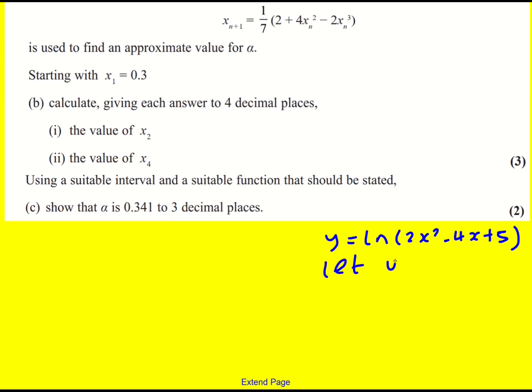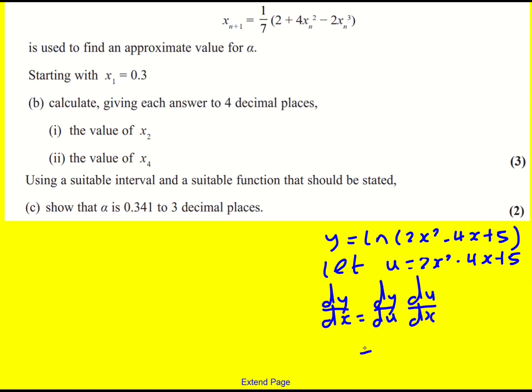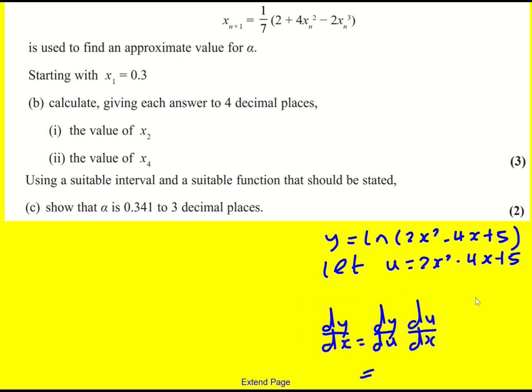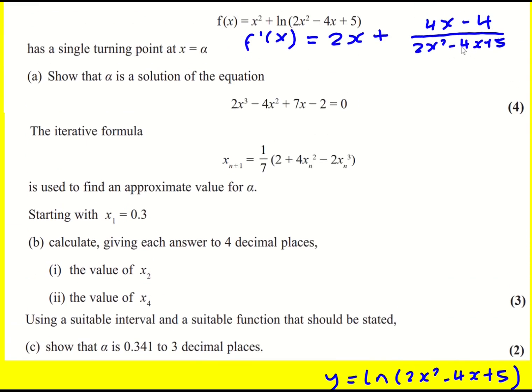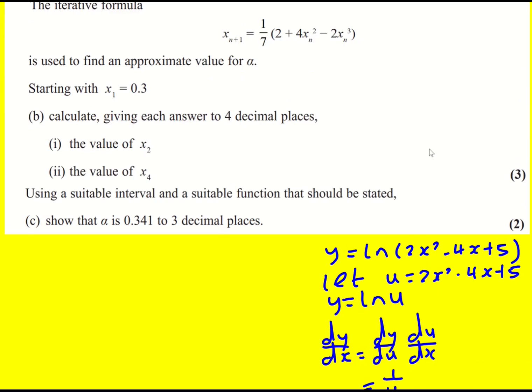So the long way would be to let u equal 2x squared minus 4x plus 5. And then dy by dx is actually, by the way, that's the same as f dash x, dy by du times du by dx. Because I've let u equal that function of x, then y is now going to equal ln u. And dy by du is 1 over u. See, that's what I mean by doing the outside. It's just ln. We get 1 over whatever the function is. That's where my 1 over 2x squared minus 4x plus 5 came from.